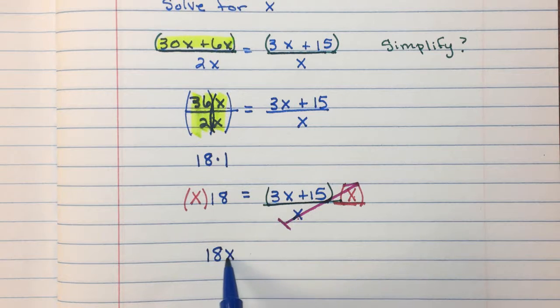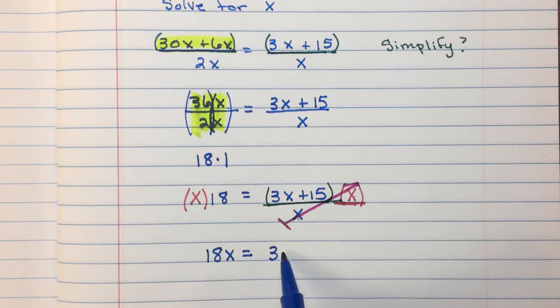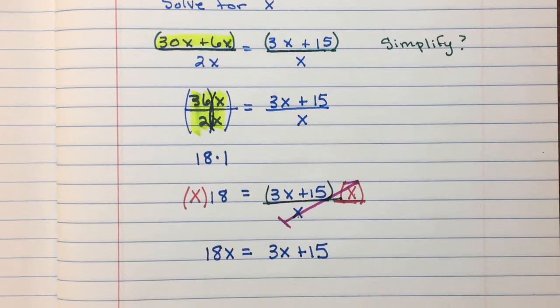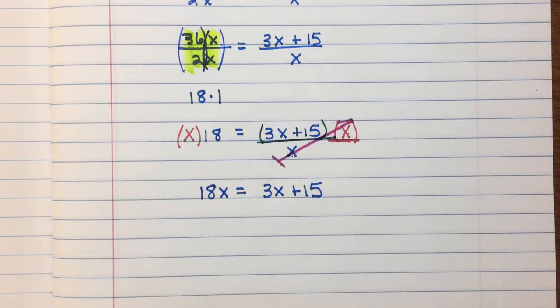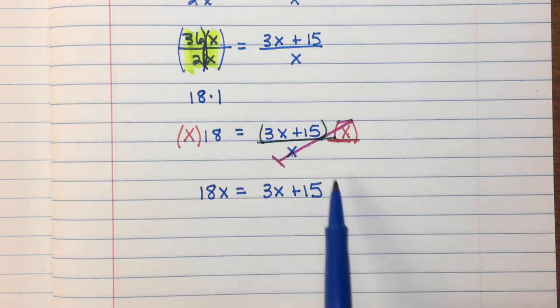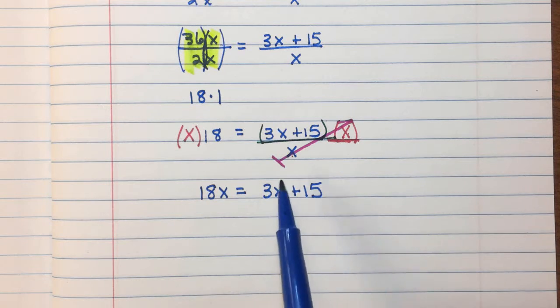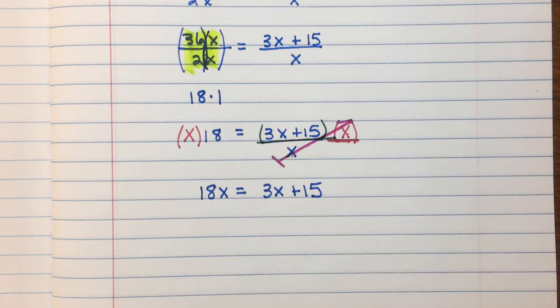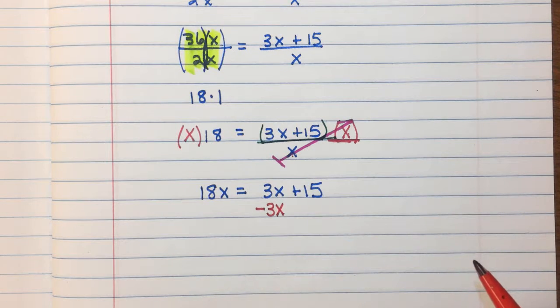So then that leaves me with 18x is equal to, well, this is 1 times all of this, so that just leaves me with 3x plus 15. Okay, so that is not as scary anymore. That looks just like a normal Algebra 1 problem. So I want to get my x's together. So think about undoing. So I want to get this 3x out of there. So what's the opposite of having a positive 3x? Well, if I want to turn it into a 0, I have to subtract 3x.